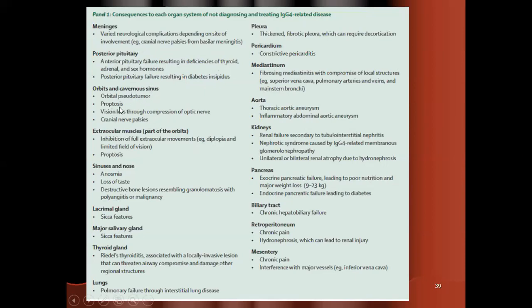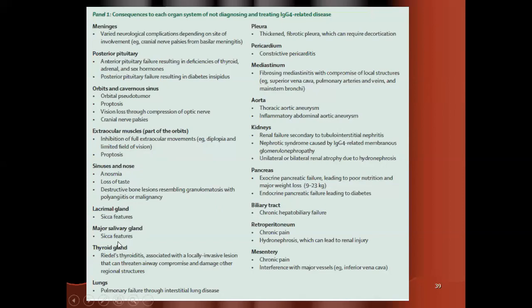Orbits and cavernous sinus: orbital pseudotumor, proptosis, visual loss, cranial nerve palsies, extraocular muscle involvement with inhibition of full extraocular movement, diplopia and limited field of vision. Sinus affection: anosmia, loss of taste, destructive bone lesion resembling granulomatosis with polyangiitis or malignancy. Lacrimal gland affection.